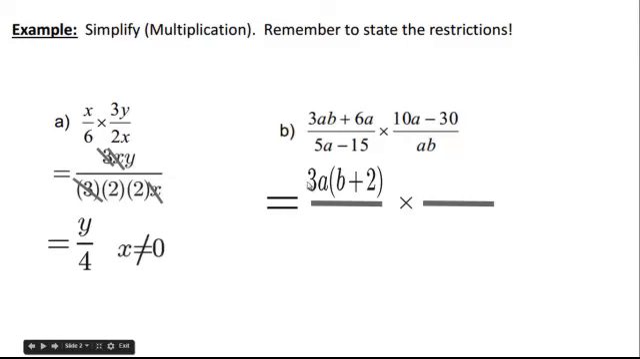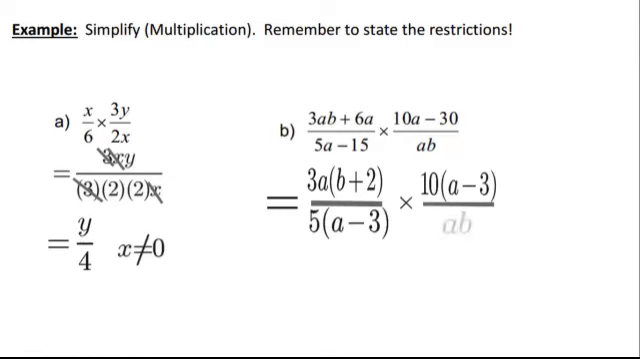Remember that if you ever have trouble with that, you can always distribute it back in and make sure it works. Always emphasize checking. Factor out 5. We're left with a minus 3. 10. We're left with a minus 3. And then ab is just ab. It's factored.